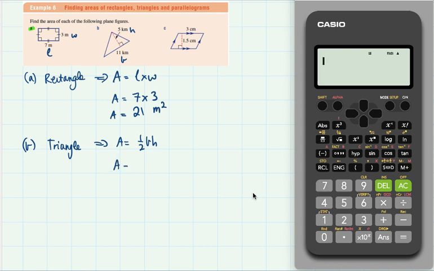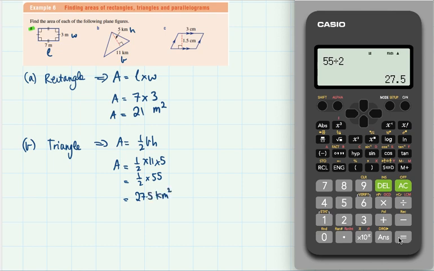So let's just sub in what we know. Half times 11 times by 5 makes half times 55, and you can put this into your calculator here. 55 divided by 2 makes 27.5. Our next step is to add our units, kilometers squared.